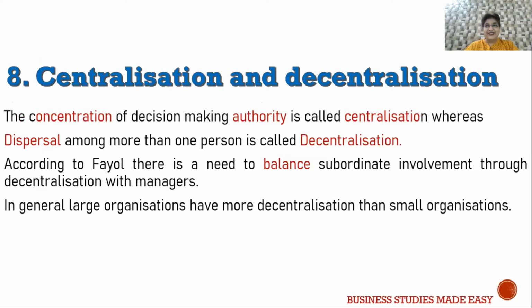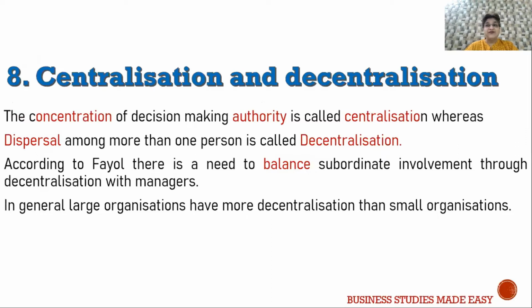Then comes centralization and decentralization. Now, C for centralization, C for concentration of authority, and D for decentralization, that means dispersal of authority. So concentration or centralization means all the authority is kept by the top management. They take all the decisions. So generally sole proprietors and very small organizations have centralization, and big organizations have decentralization.